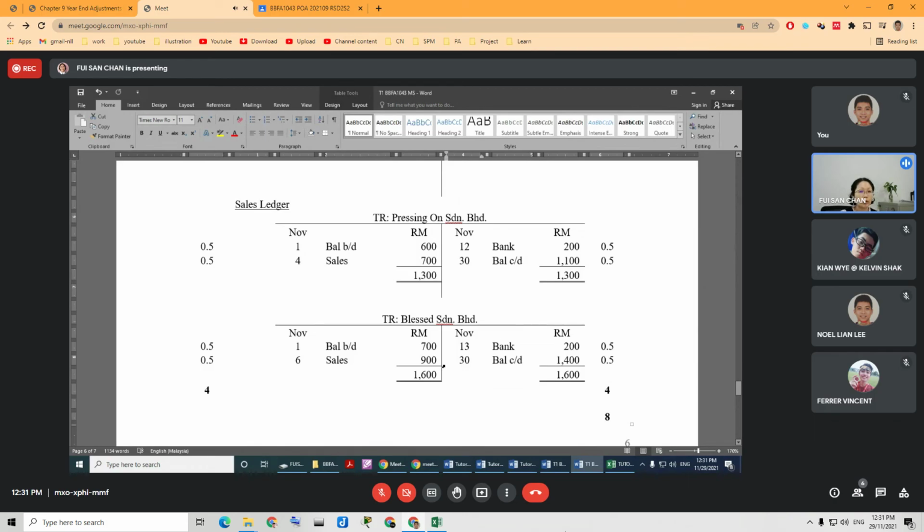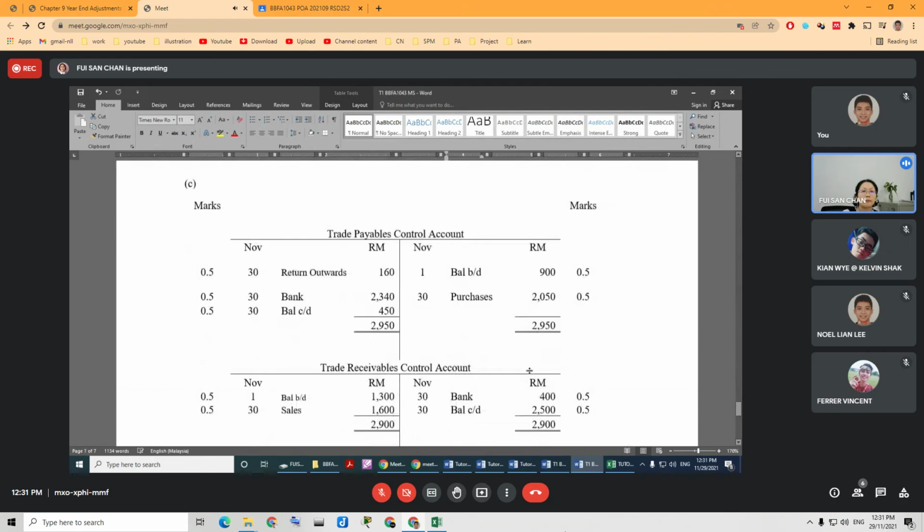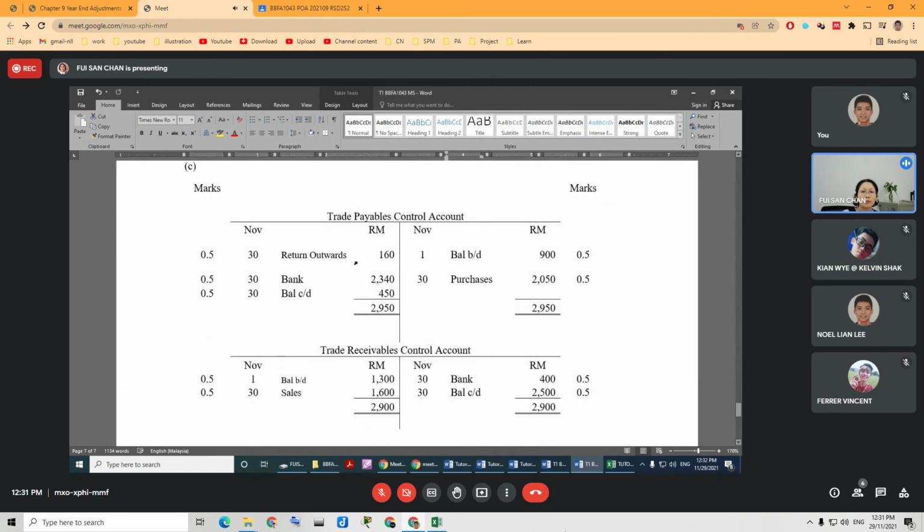I think Noel, your answer is okay, just that you forgot about the opening balance. Then your closing balance is wrong. So that's why for your closing balance, you got no mark. So another 2 marks gone, isn't it? So 4 marks gone already.